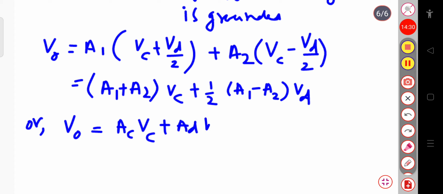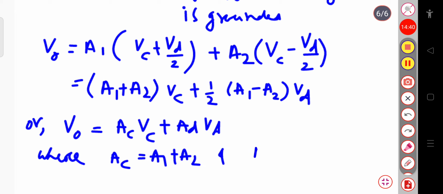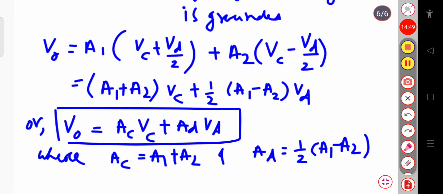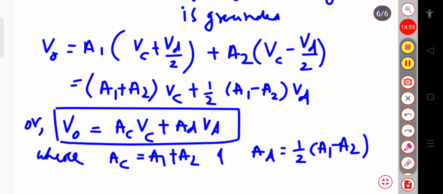Where AC, the common voltage gain, is equal to A1 plus A2, and AD equals 1 by 2 (A1 minus A2). So you can see in this part we have simply substituted the values AC equal to A1 plus A2 and AD equal to half of A1 minus A2. So this is your AC and AD value.